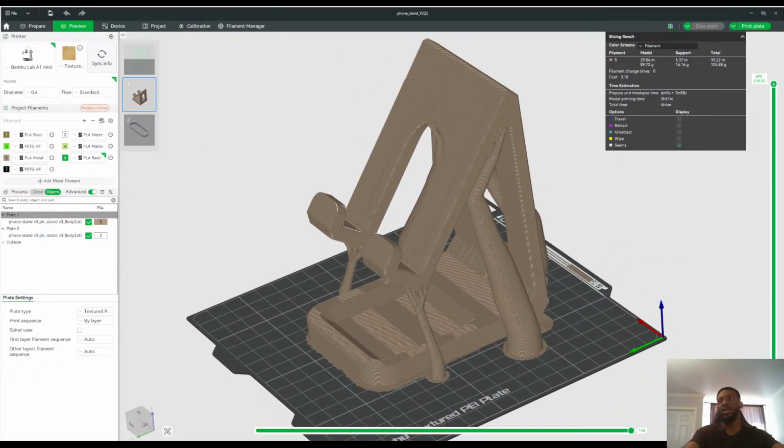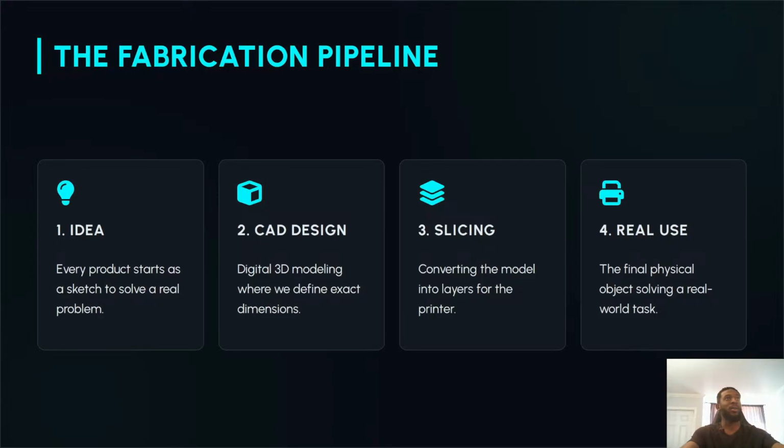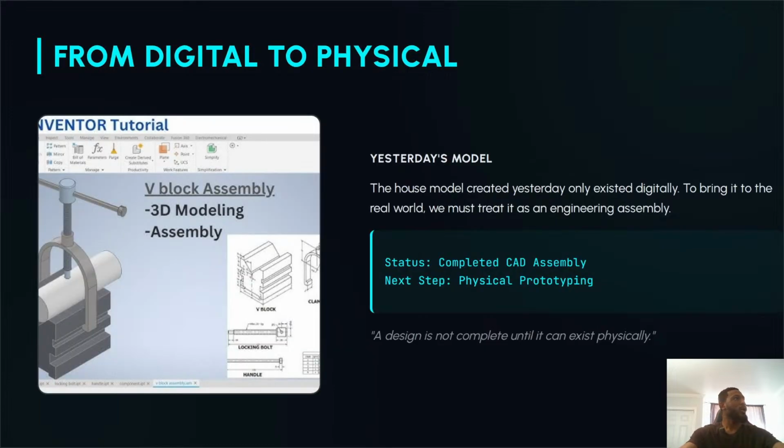So that's what I mean when I say layers. When we're talking about slicing, that's basically what it means. Converting the model into layers for the printer. So slicing literally means slicing, cutting the part into small pieces. And then we go into real use. This is the final physical object solving the real world problem. In order to create this, you must have thought of a problem that you want to solve. That's why you made this.